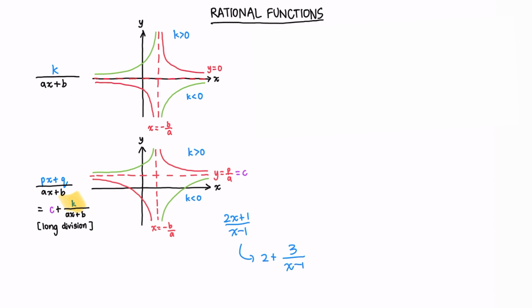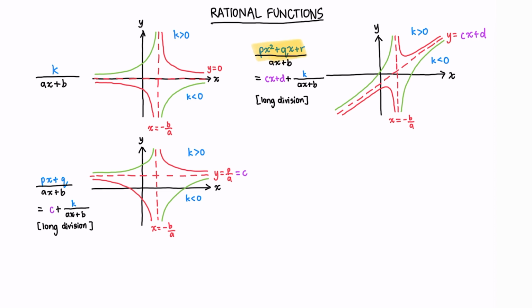Again, the value of k, or in our case, the k over here, which is k equals 3, would determine where the graph would be. So for k more than 0, again, let's look at the red graph. The two parts of the graph will be in quadrant 1 and quadrant 3. However, if k is less than 0, look at the green function, the graph will be in quadrant 2 and quadrant 4.